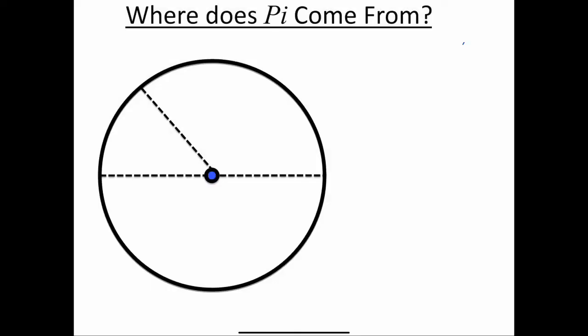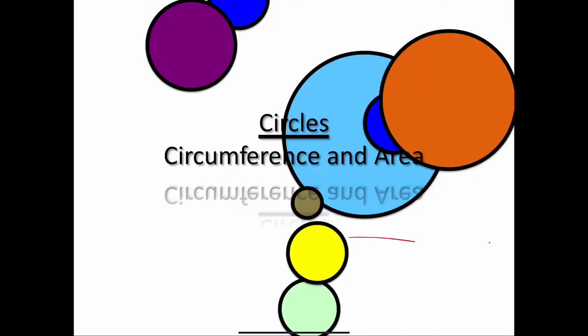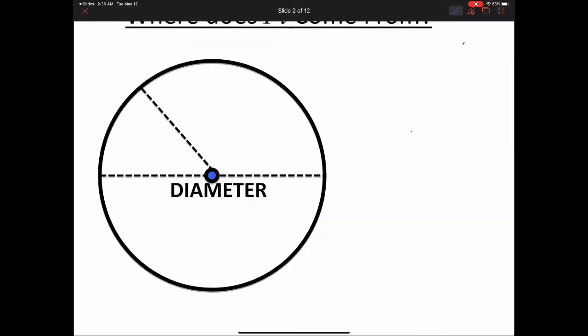On this slide right here, what we're going to talk about is where pi comes from, but in order to talk about pi, we need to know what the parts of a circle are called, at least the basic parts of a circle. You should know that the longest segment on a circle, which has to go through the midpoint, is called the diameter. It has to go through the middle.